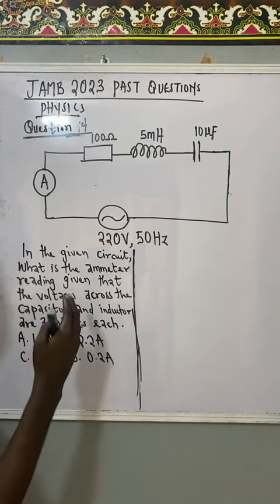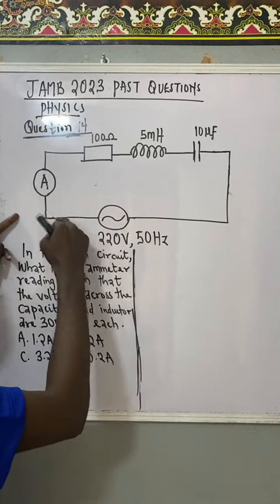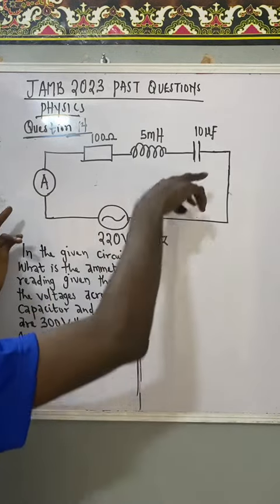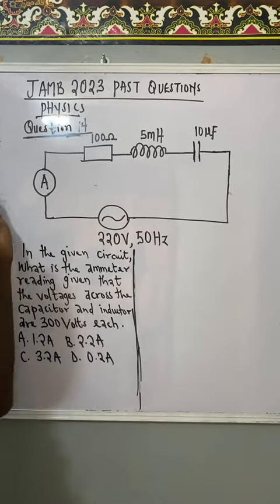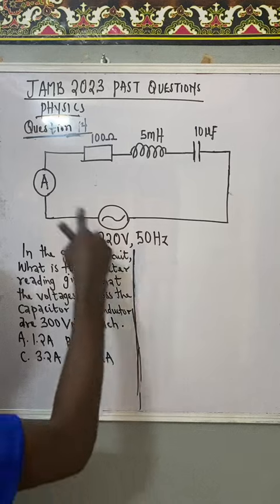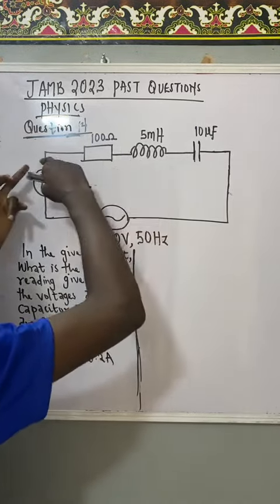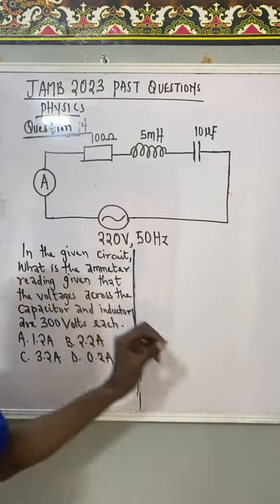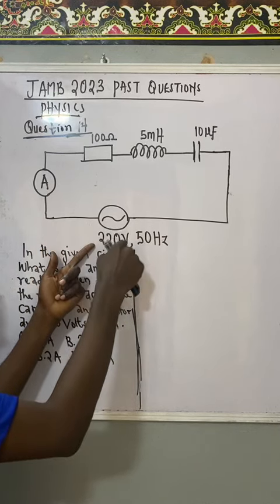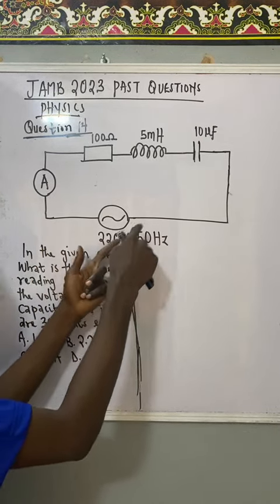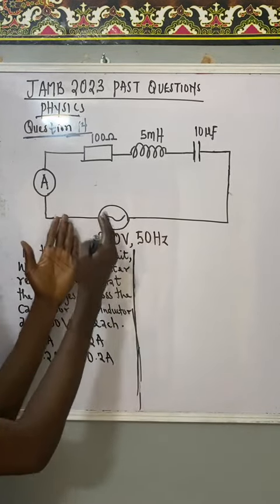Now, the question is asking for the ammeter reading. Ammeter reading simply stands for the current flowing in the circuit, the current flowing through the components in the circuit. How do we know? First of all, the same current flows through all of them because they are connected in series. Now, the total voltage of the circuit is given as 220 volts and the frequency is given as 50 hertz. This is what is coming from the mains.